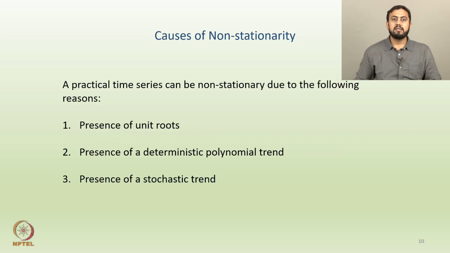So, now we are at a stage where one can define the causes of non-stationarity. Any practical time series can be non-stationary because of the following reasons. The first one is the presence of unit roots. We argued a short while back why that is a problem. Then the next one is the presence of a deterministic polynomial trend. Deterministic polynomial trend means the time series has some trend and that trend aspect is deterministic. You can actually determine the exact model or the exact structure of that trend.